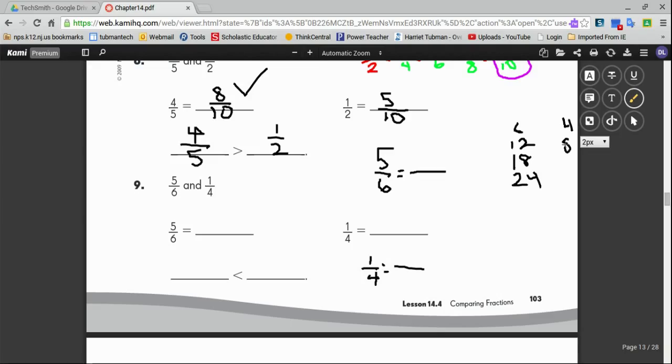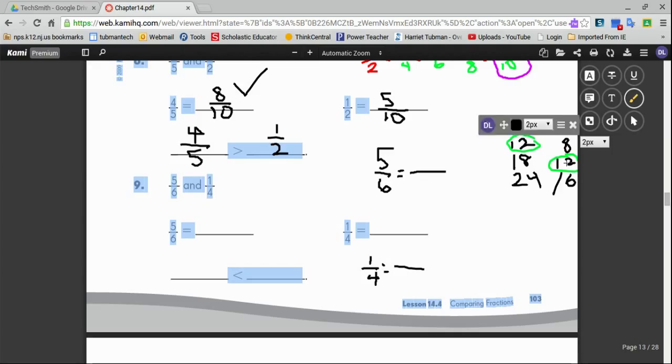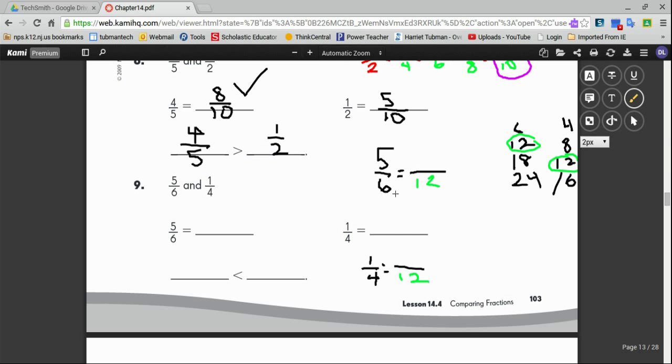And I'm also going to write my 4 multiples next to it. 4, 8, 12, 16. And I can see right now that 12 is the same in 6 and the same as 4. So the multiple of 12 is both in 6 and 4. So that means I can have 12 as my denominator. Now I have to figure out what my top number is. So 6 times 2 gives me 12. So if I multiply the bottom by 2, I want to multiply the top by 2 as well. And 5 times 2 is 10.